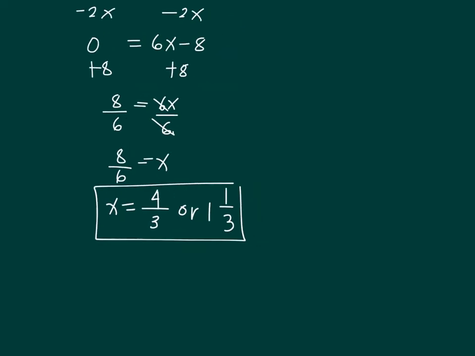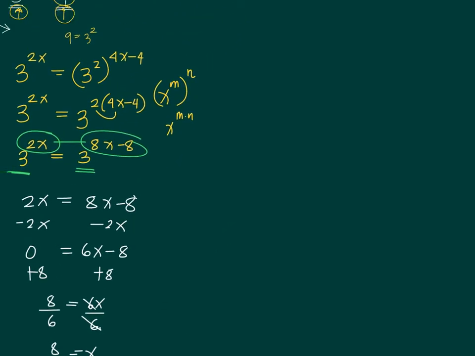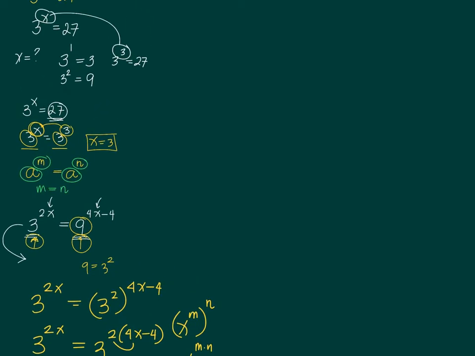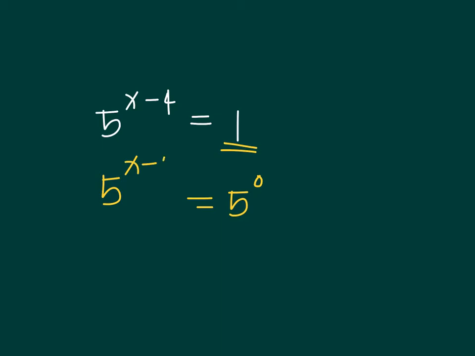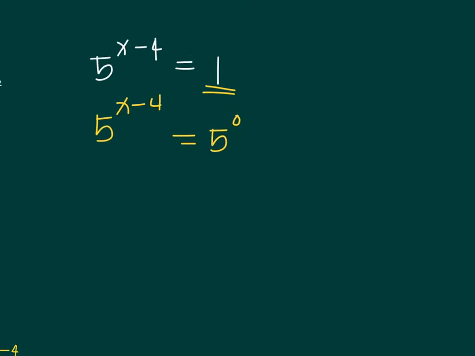Sometimes it is not too obvious what base to use when we simplify the equation. For example, if I have 5 raised to x minus 4, and this is equal to 1, what we need to recognize is that 1 can be expressed in base 5 as long as you raise it to 0. So 1 equals 5 raised to 0, meaning 5 to the x minus 4 equals 5 to the 0. Using the same idea, x minus 4 must be equal to 0, and x is equal to 4.